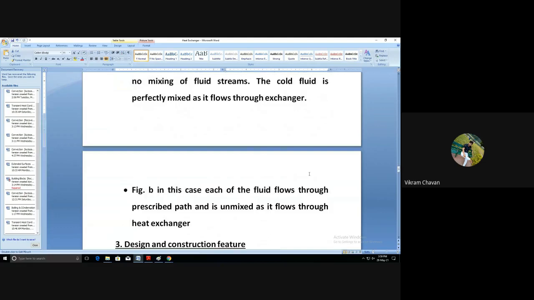Next point, figure B. In this case, each of the fluids flows through a prescribed path and is unmixed as it flows through the heat exchanger. Okay, full stop.